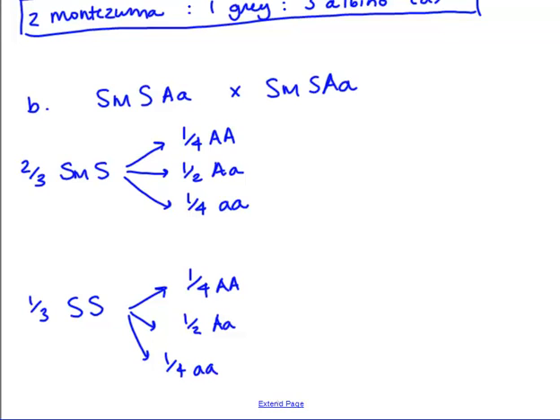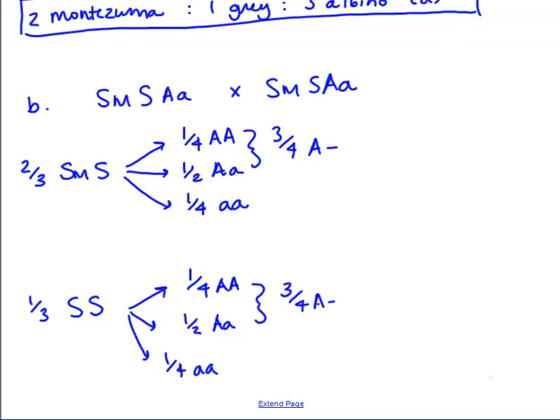Now if you want to save some time here, you should take note that little a codes for albino, but if you have at least one big A, then you can have coloration, and it will really only matter what you have at gene S. So you can combine these two to just say 3/4 have at least one big A. And then you can multiply that across instead of doing two separate ones. So you could say the same down here. Okay? So let's multiply these across.